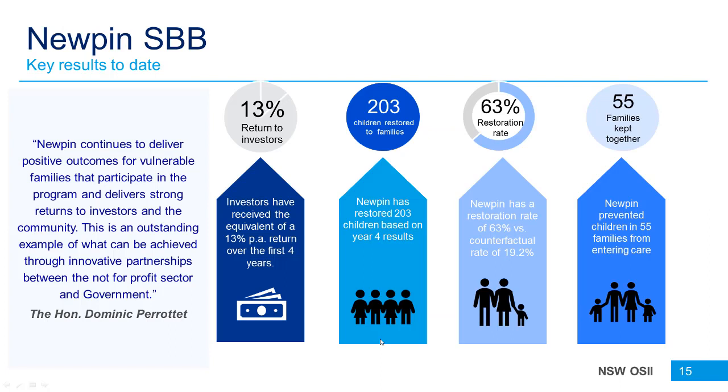Newpin has been running now for almost 5 years. During that time, the investors have received the equivalent of a 13% per annum return for their investment. But more importantly, this has resulted in 203 children being successfully restored to their families and a restoration rate of 63%, which compares with a counterfactual or business as usual rate of only 19.2%. In addition, Newpin has prevented children from 55 families from entering care, a very worthwhile social outcome.